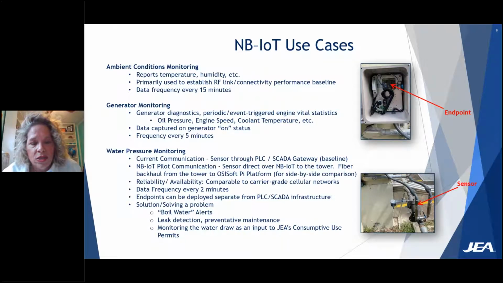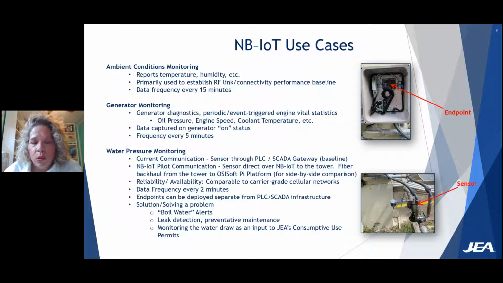And then the last use case that we have right now is we partnered with our water team, and we're doing pressure transducer monitoring, which today we currently do with the sensor through a PLC and a SCADA gateway. And then we did a side-by-side comparison on the NB-IoT pilot, where the sensor is direct over NB-IoT to our tower, and then it takes fiber backhaul to our OSIsoft PI platform on the back end for comparison. And one of the things that we found that was pretty interesting is when we were looking at the baseline data and taking a look at our initial pressure transducer, we were off by 8 psi on our side. So it was interesting to find that.